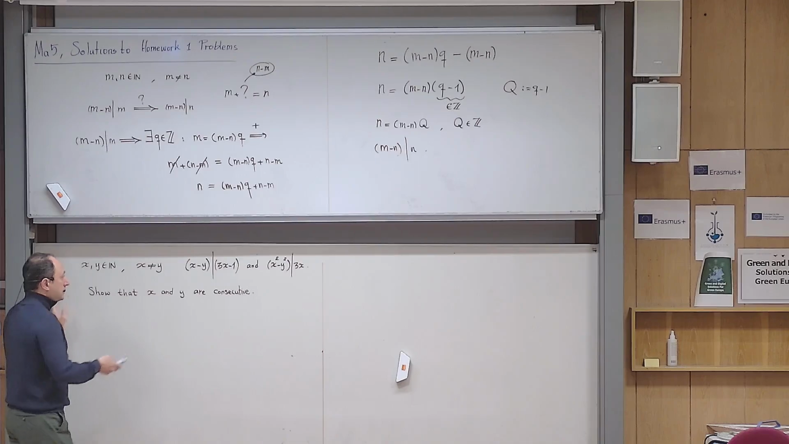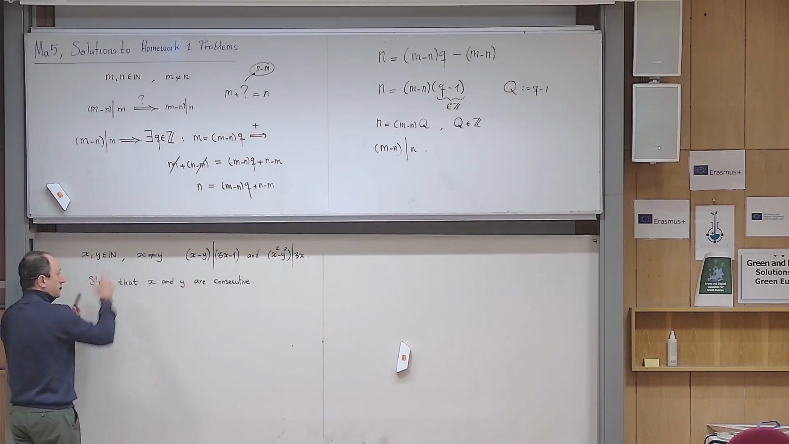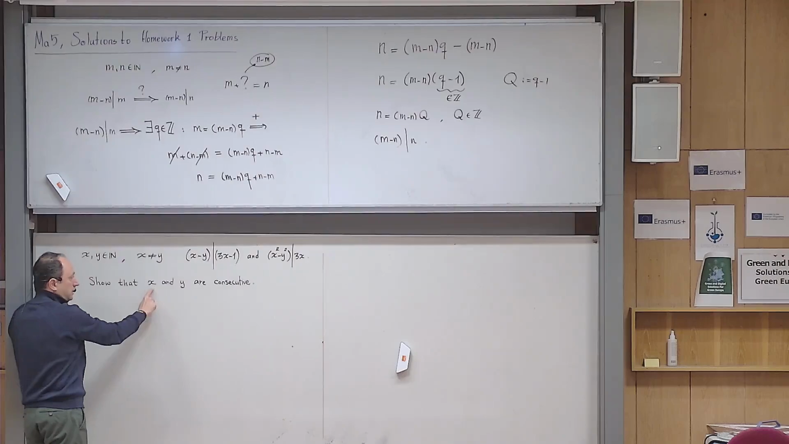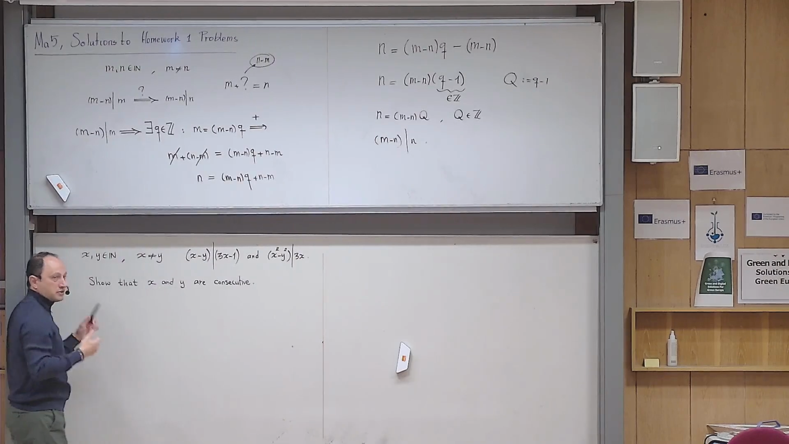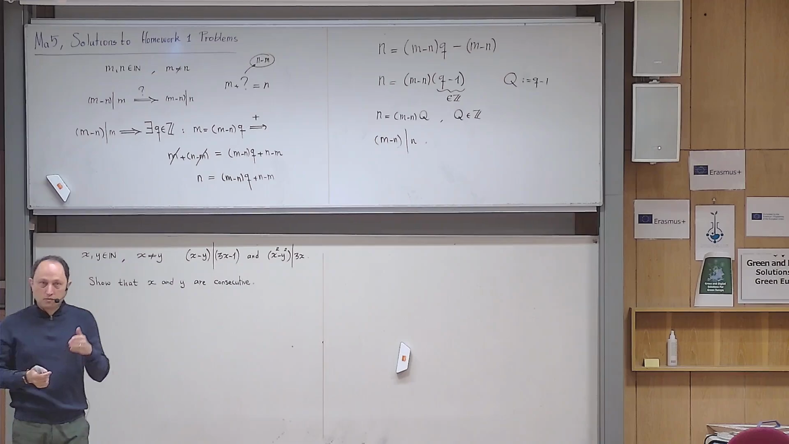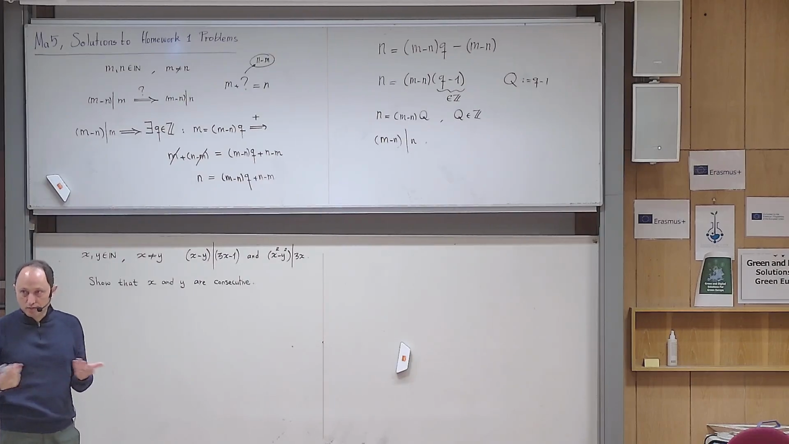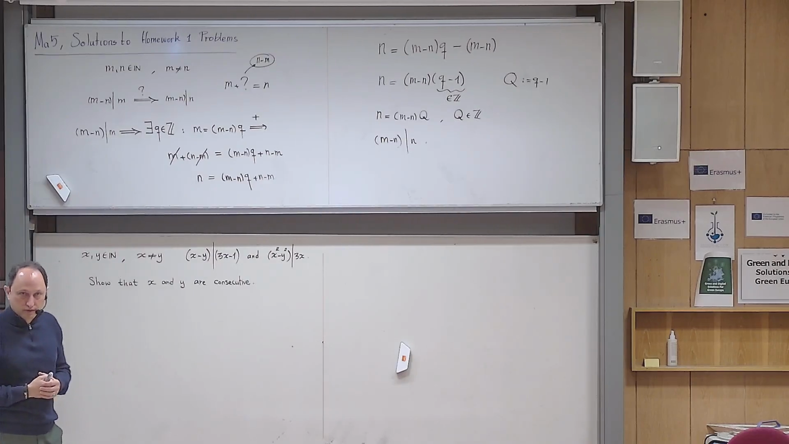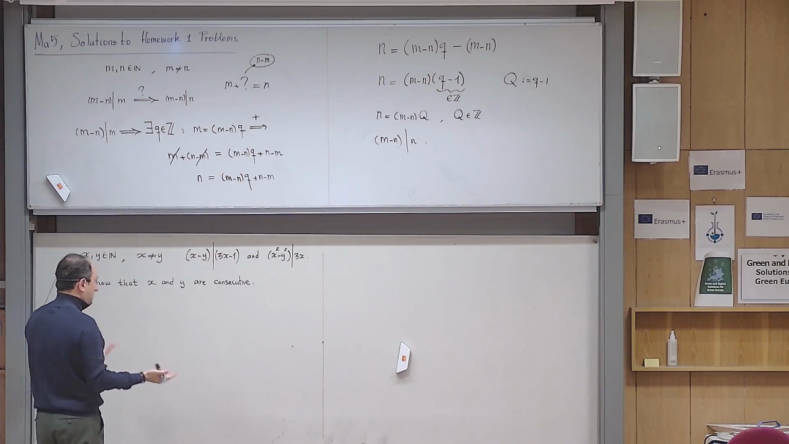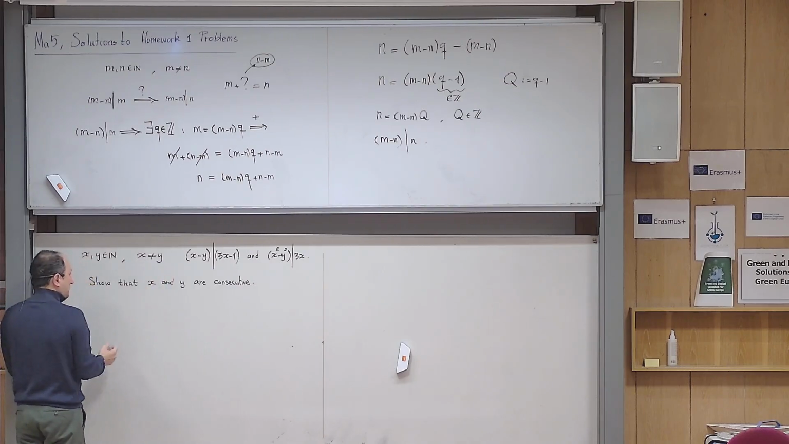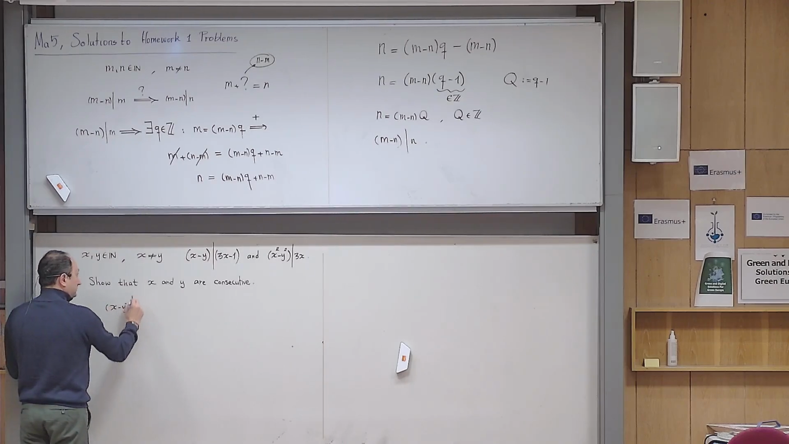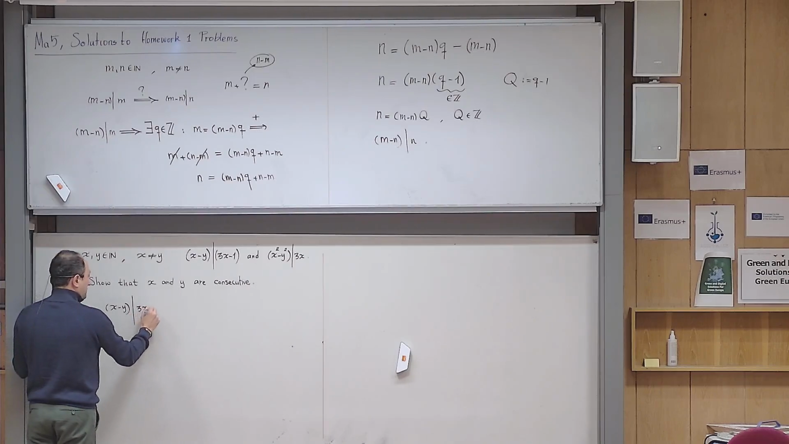But the point is that I have two assumptions. So I have to use them. And you know that I have to show that x and y are consecutive. What does it mean? It means that x is either one unit more than y or one unit less than y. So that's the meaning of being consecutive. Yes? Or the other way around, it doesn't matter. So what should we do? We start with the definition of divisibility. What is the meaning of this?